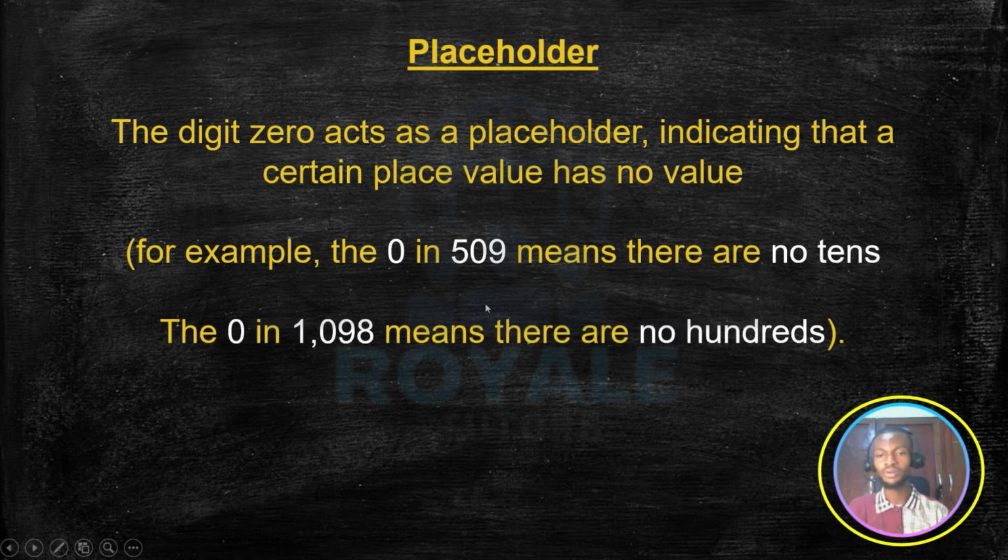Then we have another number, 1098. This means that there are no hundreds. We have 1000, we have 9 tens, and we have 8 ones, but there are no hundreds. So 0 hundreds. That's why it is written as 1, 0, 9, and 8. That is 1098.